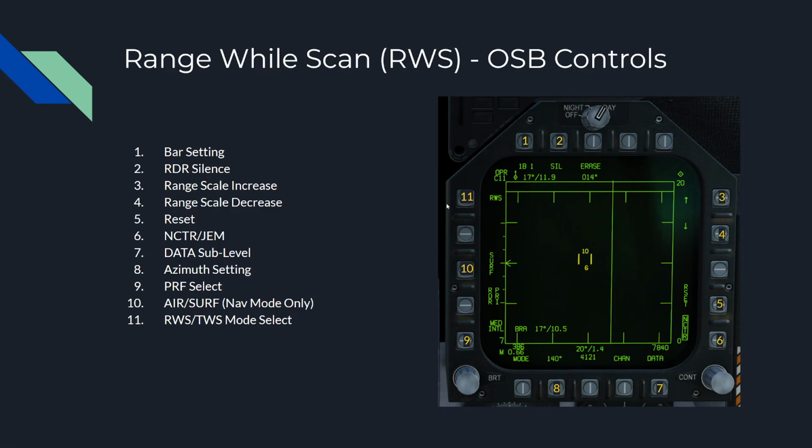We already went over this. You can switch from range while scan to track while scan using that push tile there. You can also action all of these with the cursor. So your mode, your bar setting, your range scale, you can action that. Same with the azimuth.